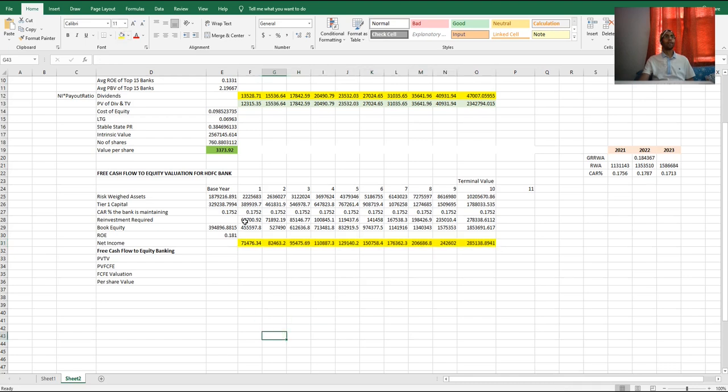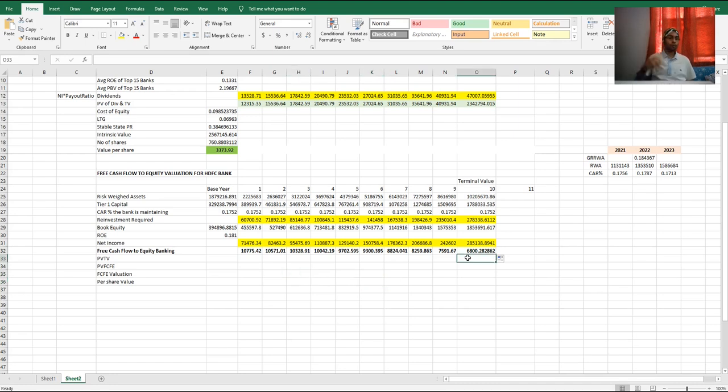We have the reinvestment required numbers, which makes it comfortable for us to calculate the free cash flow to equity. This is equal to net income minus reinvestments. So these are our numbers.